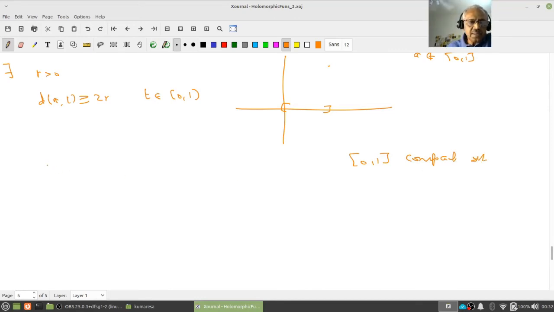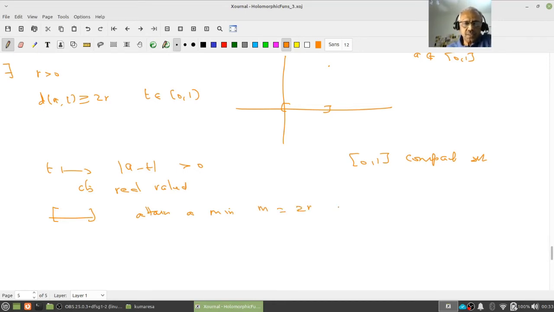Let us look at t going to mod a minus t. This is positive because t is not there, and this is a continuous function. Therefore, on the compact set, the continuous real valued function attains its minimum. Call it M. That M I denote by 2R. Therefore, for any t in [0,1], mod a minus t will be greater than or equal to 2R. Do you follow that? Pause, review, proceed.